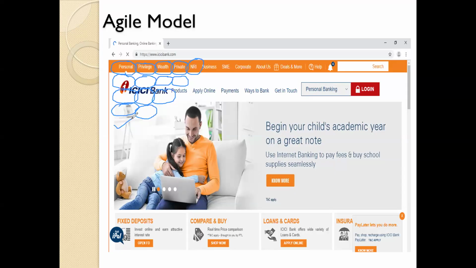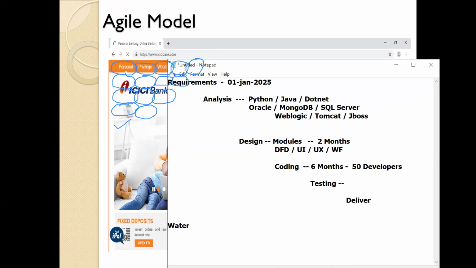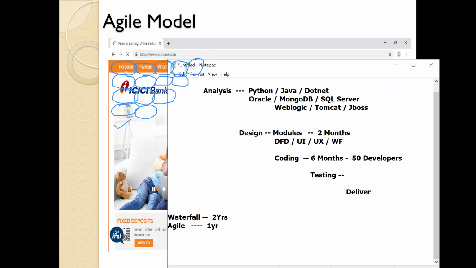Because the entire workforce is in action, it is very, very easy to meet the deadlines. If the waterfall model takes 2 years of time to deliver a particular product, the same product with the same quality, the agile model can deliver it in less than 1 year. At such a faster rate, the agile model can deliver the product to the customer.